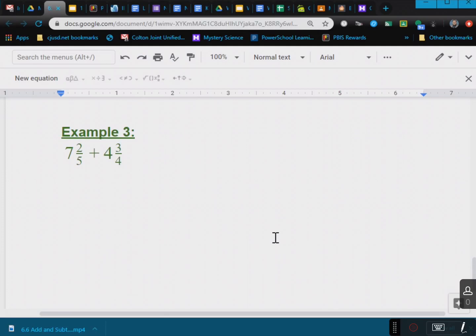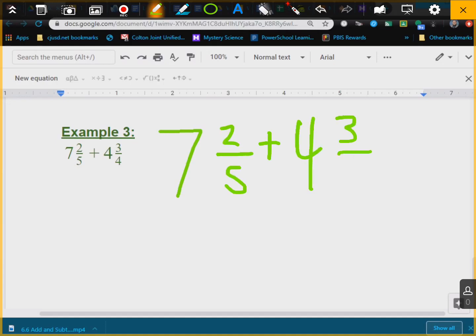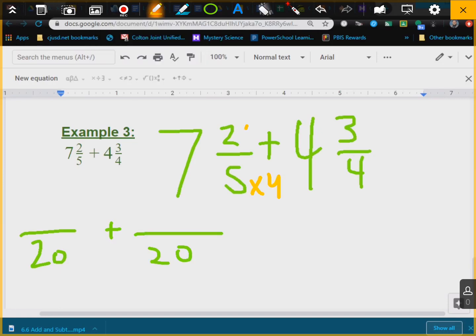Like I said, most of this is just adding and subtracting the fractions. Don't worry about the whole numbers too much. It's pretty much the same as before. Okay, so let's go ahead and do example number 3. 7 2/5 plus 4 3/4. Well, we need to find a common denominator between 5 and 4. I know that 20 is a common denominator between them both. I multiply 5 by 4 and 2 by 4. And I multiply the 4 by 5 and 3 by 5 to get 20.